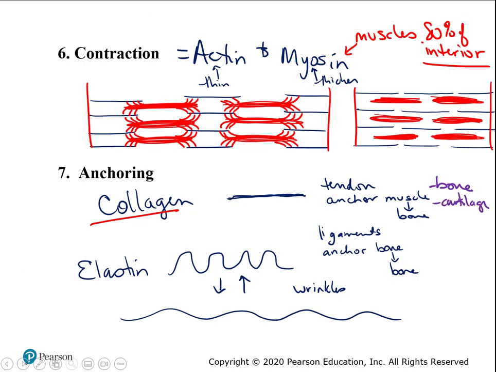Numbers 6 and 7. Then we'll mention 8 and we'll be done. All right, so 6 and 7. 6 is contraction. This is movement, okay? Things that move have proteins that are arranged inside of muscle cells. In fact, this is the job of muscle. When you talk about muscular tissue, whether it's smooth, cardiac, or skeletal muscle, the whole function is movement.